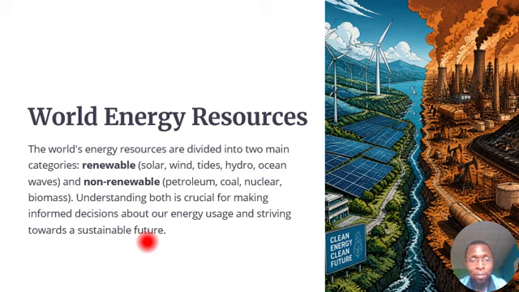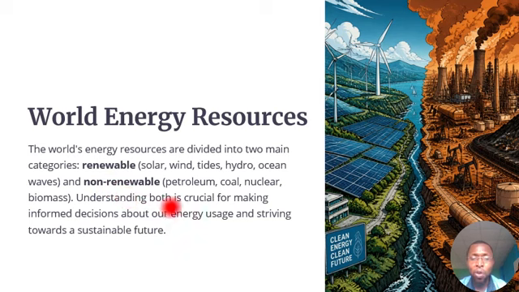These world energy resources are divided into two main categories. We have the renewable and the non-renewable energy resources. Examples of the renewable energy resources are solar, wind, tides, hydro, and ocean waves. When we say renewable energy resources, they are the energy resources that you cannot exhaust. They are just there. You can never exhaust a renewable energy resource because they keep reproducing by themselves every second.